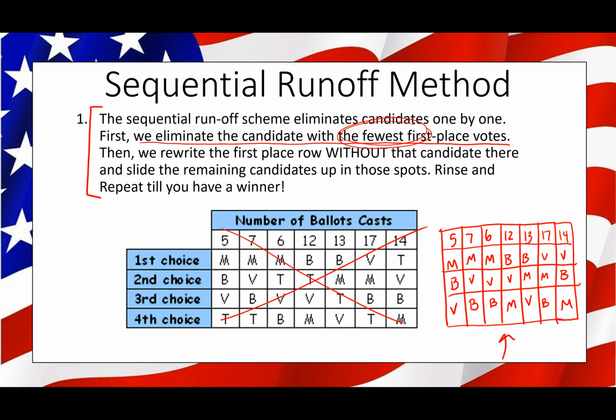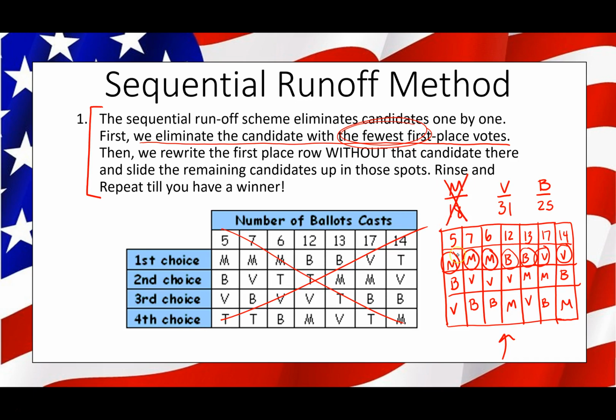Okay, all right, so now we're no longer looking at this, we are looking at this, and we're counting first place votes. So how many first place votes for M, how many for V, and how many for B? Well, for M, we've got 5, 7, 6 still, so that's 18. How many for B? Well, that's 12 and 13 is 25. How many for V? 17 plus 14 is 31. So which one gets eliminated? That is M.